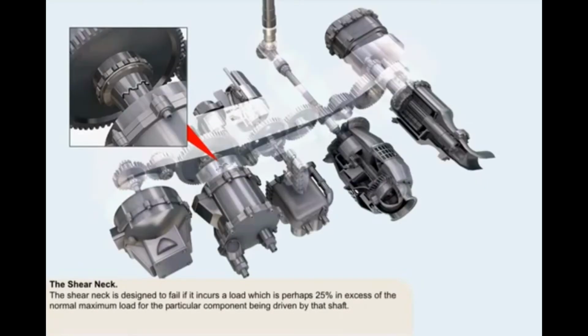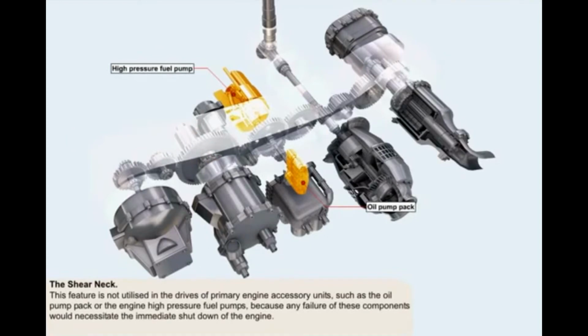The shear neck is designed to fail if it incurs a load which is perhaps 25% in excess of the normal maximum load for the particular component being driven by that shaft. In circumstances of excessive overload, the shear neck will break, allowing failure of the individual component, while the rest of the gearbox and accessories continue as normal.